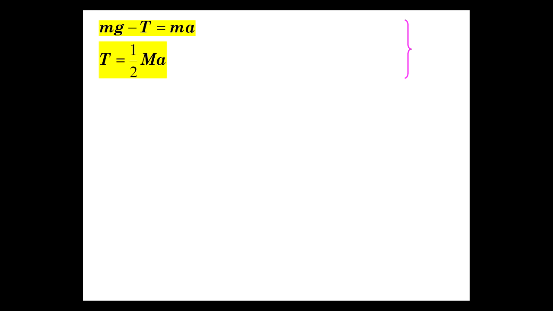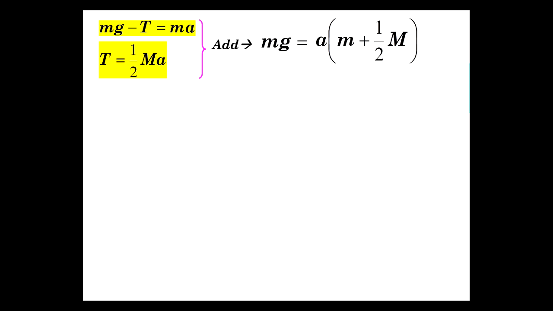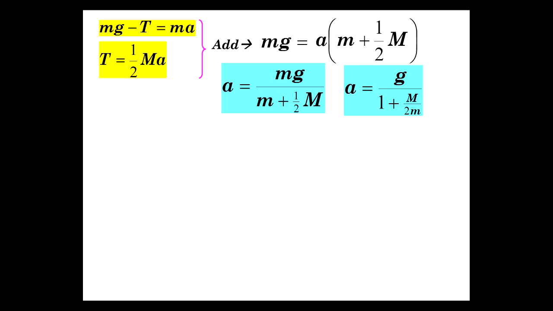So here are the two equations that we got from our free body diagrams. Let's add these together, and when we add them together, you'll notice that these T's will cancel on the left side. So we have mg equals ma plus 1/2 Ma. So let's factor out the a, m plus 1/2 M. So a is equal to mg over m plus 1/2 M. All right. Well, I generally don't like a variable sitting there twice, so let's multiply by 1 over m over 1 over m and get rid of that little m like such.